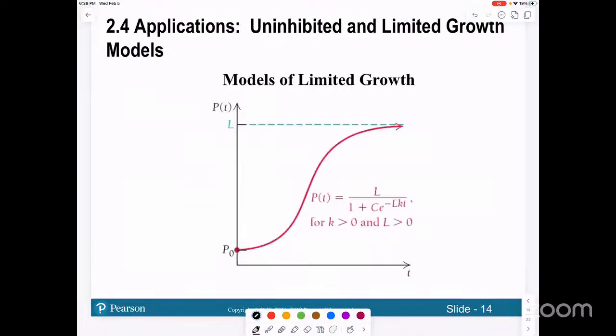All right. Let's see. And this is generally how it looks, right? So this is the limited growth model. Again, it starts off growing exponentially, but then based on some limiting factors, it tapers off.